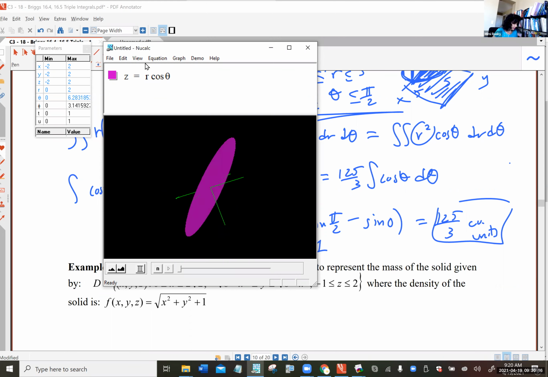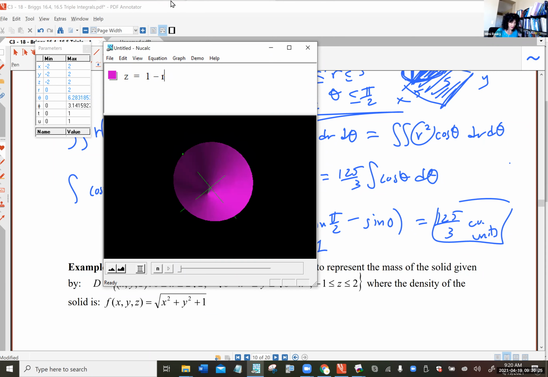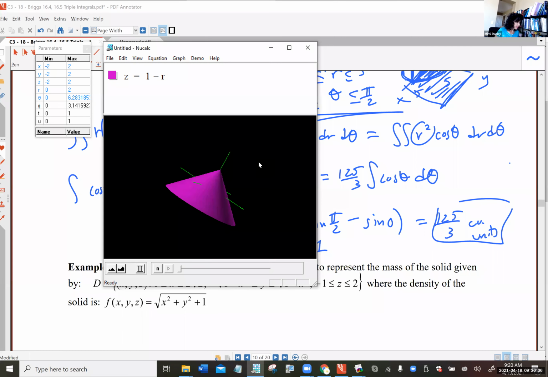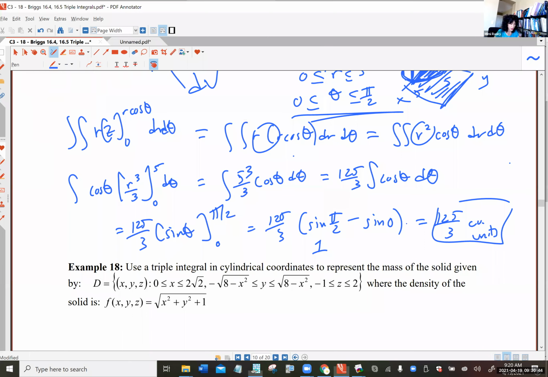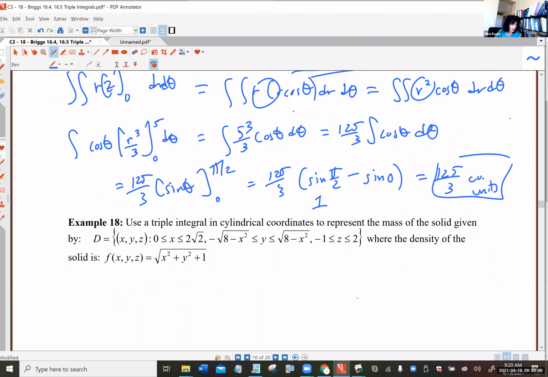Love it. Now, another thing I could do, and this is one of those weird things, what if I do z equals 1 minus r? That's a cylindrical coordinates equation. What does that look like? Woo, cool, man. It's an upside down cone. That's kind of cool. Love it. So this is cylindrical coordinates. Okay, so now let's do a mass problem.